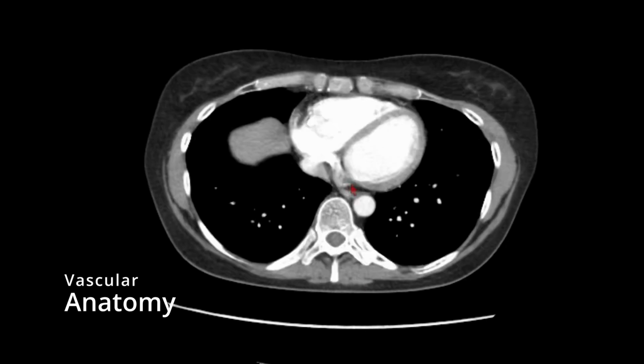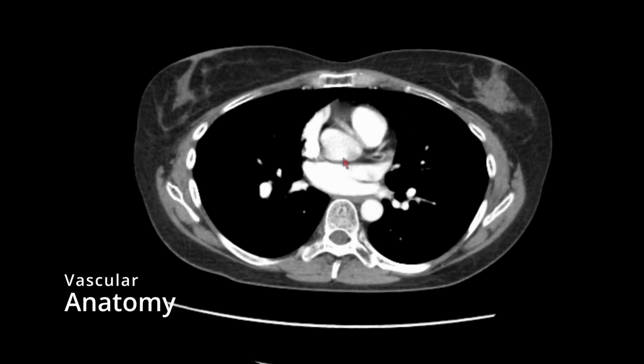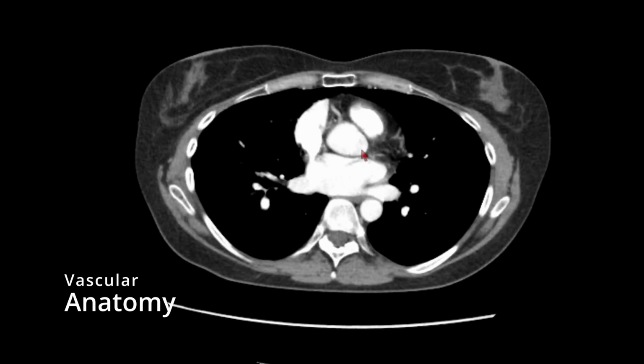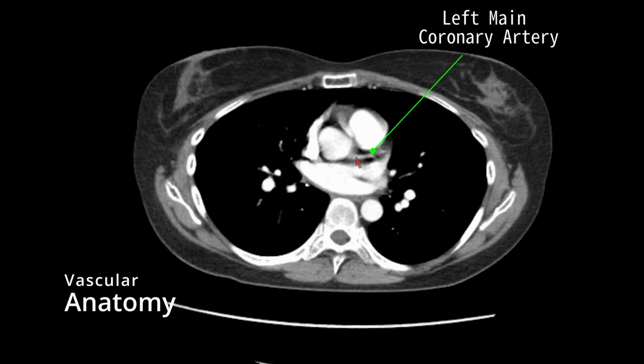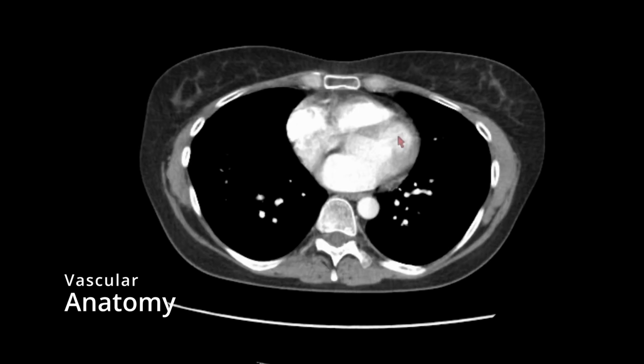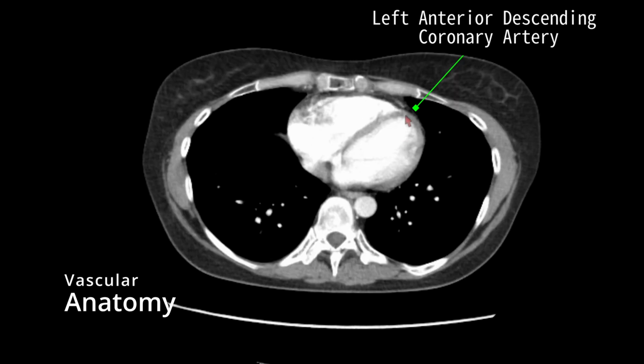The descending aorta progresses into the abdominal cavity. The aorta gives rise to the coronary trunks. So the left main coronary artery originates from the left coronary cusp right here. It divides into the left anterior descending artery, which courses anteriorly along the interventricular septum.